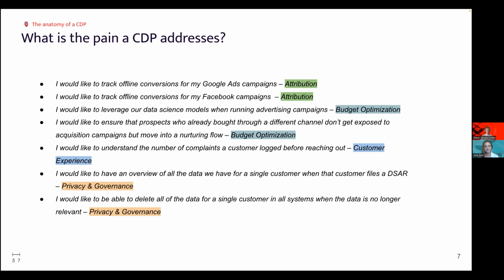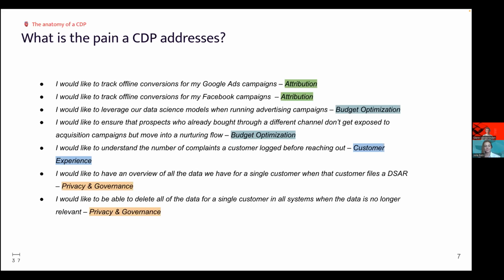Everything that has to do with budget optimization or increasing ROI, to make sure that you don't target the people who should not be targeted or the people who already have purchased, so negative audiences, is also a use case for first-party data. And in general, everything that has to do with customer experience, right? I would like to understand the number of complaints a customer logged before reaching out. This is our very first non-marketing use case, but it contributes to customer experience. So CDPs also position on that field.